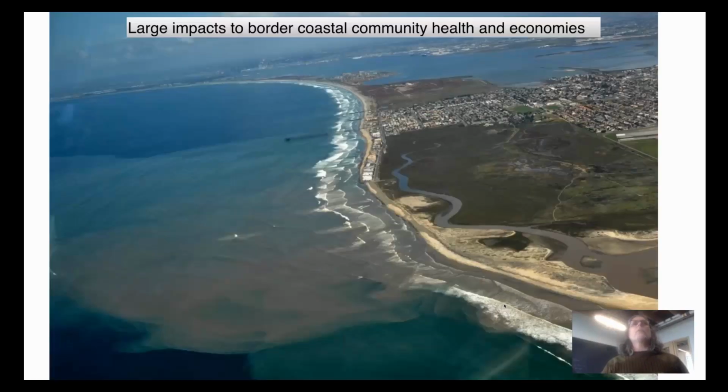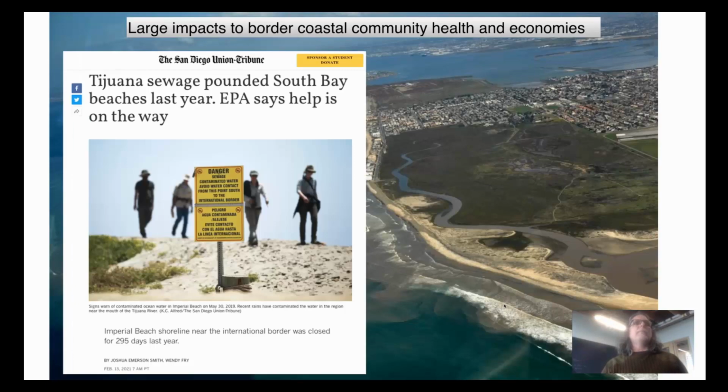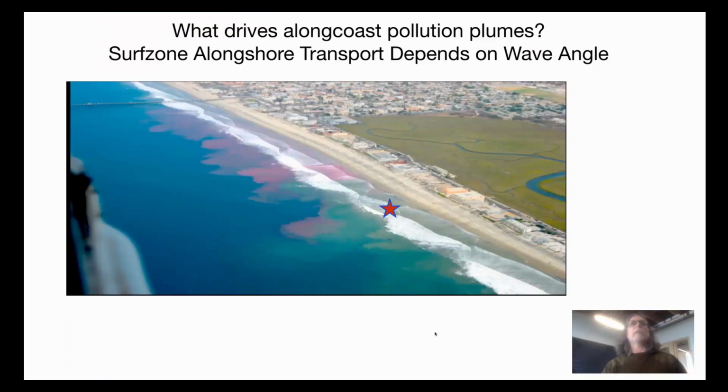Okay, so there are large impacts to border coastal community health and economies from this. This is an article from the Union Tribune: in 2020, the Imperial Beach shoreline was closed for 295 days. This is in good part because of that catastrophic infrastructure failure. This is near the international border. This is the IB pier. It was closed 50% of the time. So that's obviously really bad.